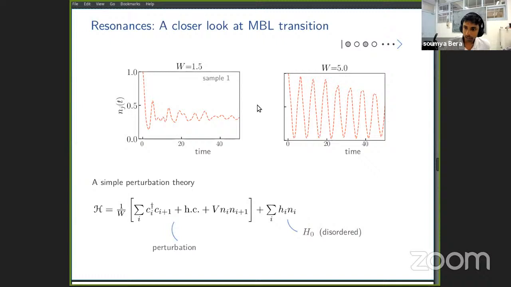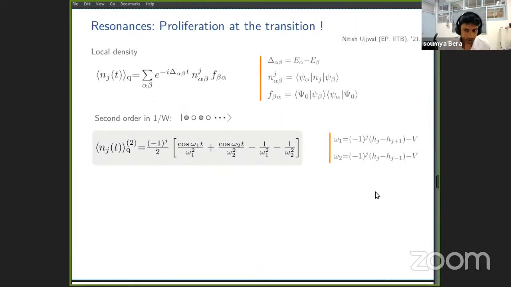Let me go back. I will just characterize these oscillations, and that's where I will end. I will do a simple perturbation theory, where my perturbation is essentially the hopping as well as the density-density interaction, and H0 is my disorder. It's a very simple calculation. This is undergrad level, so you can do that even. But you can show that the density, the single quantity, in second order perturbation theory, 1 over tau 2, has two frequencies involved.